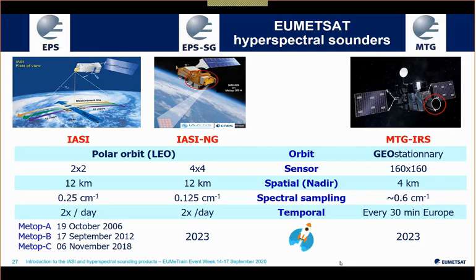But MTG-IRS will observe Europe every 30 minutes. So we will have a much better coverage over Europe than we have from IASI, and therefore a much better ability to monitor atmospheric motion vectors. And that's certainly an objective of these wind profiles in view of MTG-IRS.